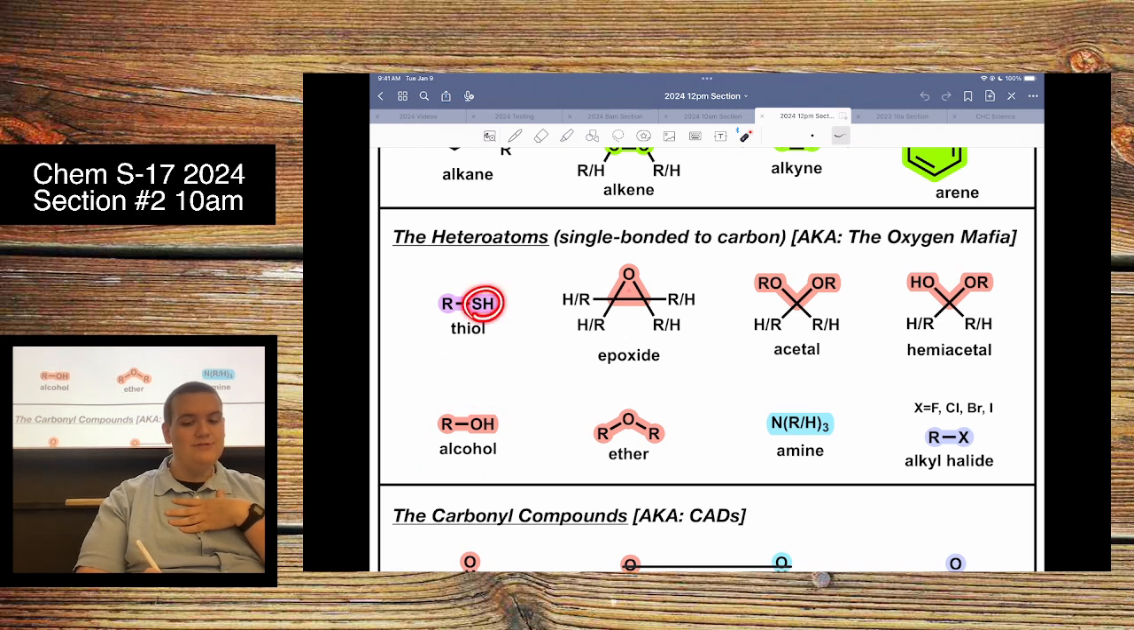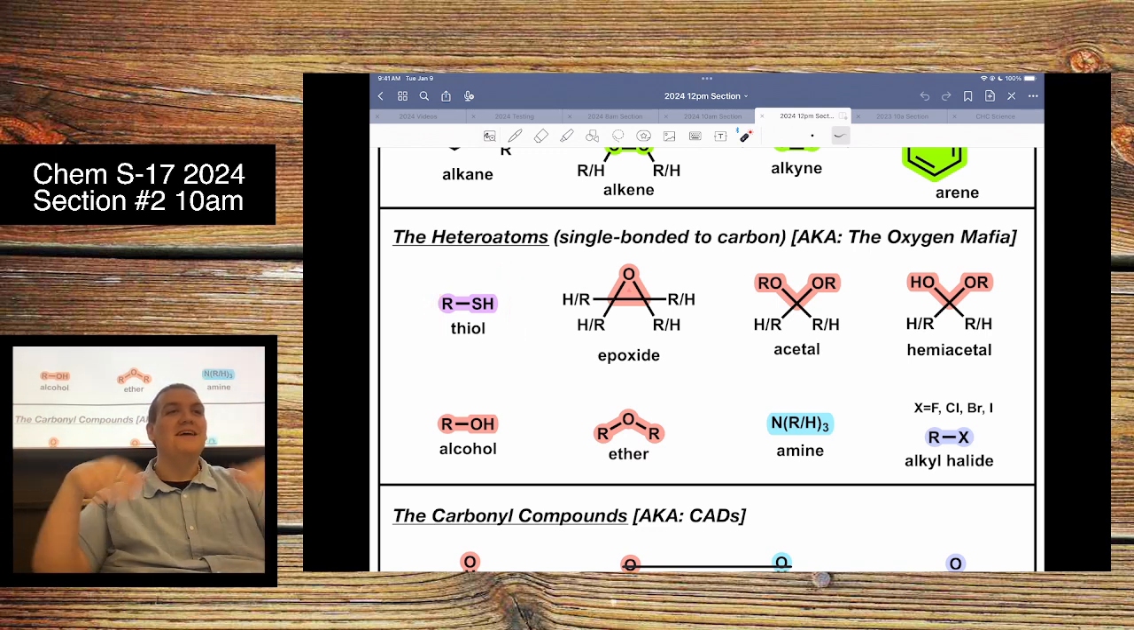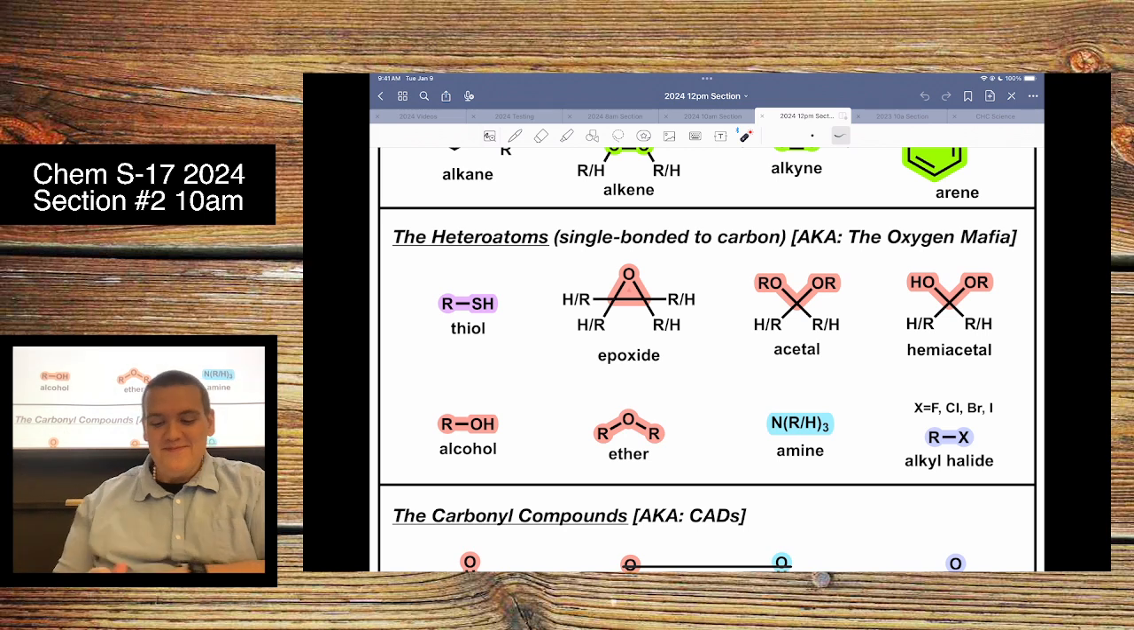So SH, it just looks like OH. And I like to think in the mafia, the thiol gets rid of problems and is like, shh, and tries to make problems disappear. It's dumb, but here we are.